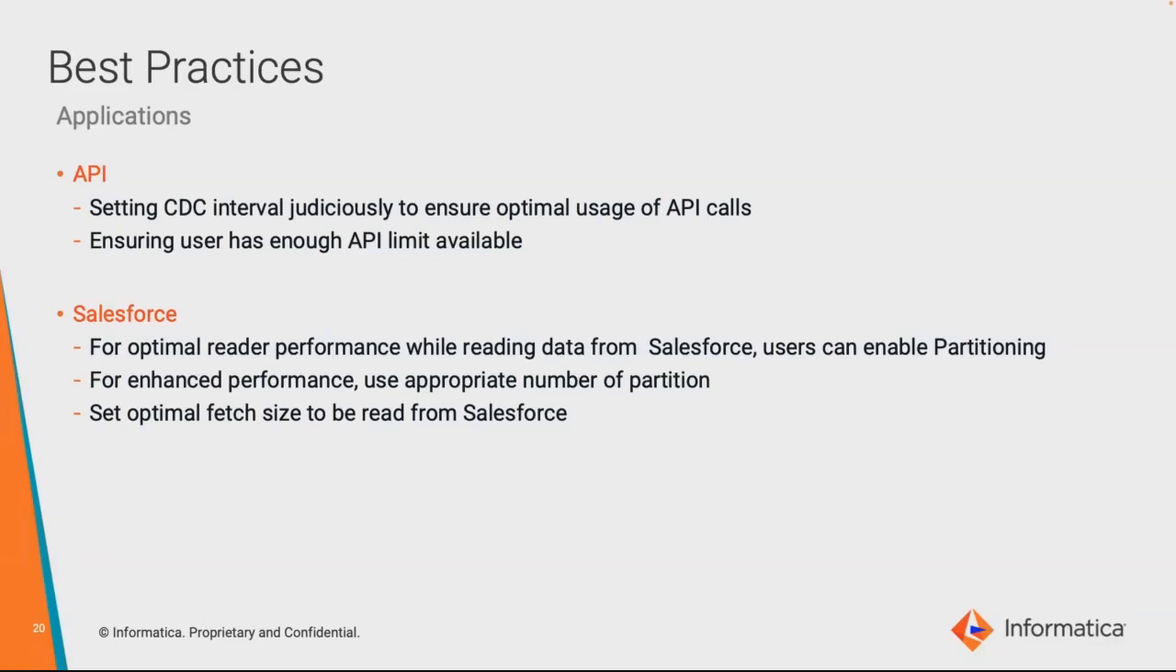Now, CDC interval in case of API is something which we should be choosing judiciously in order to ensure there is optimal use of API calls, because we have seen that there are times when there are limits which are being set. So that's one area which one should be looking at. Then also one needs to ensure that there is enough API limit available.